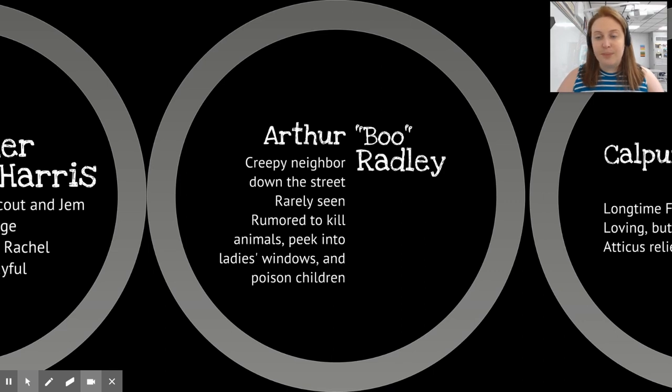He never comes out. And he's rumored to like kill animals and peek into ladies' windows and poison the kids and all of this crazy, creepy stuff. In chapter 1, we're going to learn a lot more about Boo Radley, why he's locked up in his house, why he doesn't come out, and why the kids would be a little bit afraid of him. But he is definitely an extremely important character that we get to know very quickly.